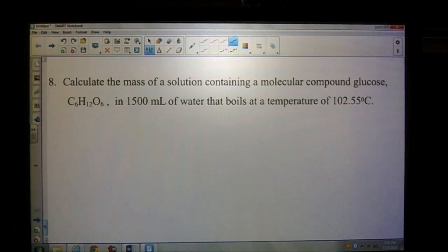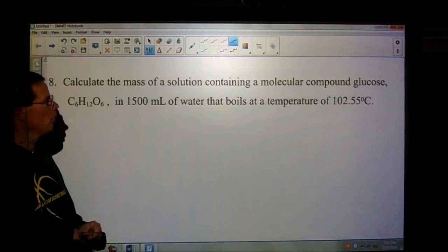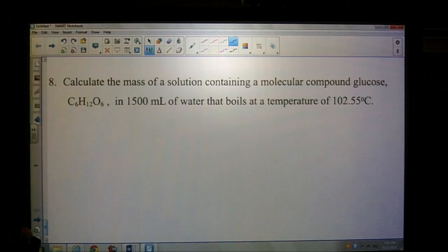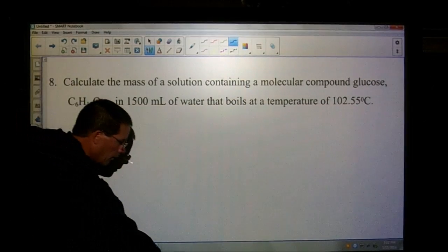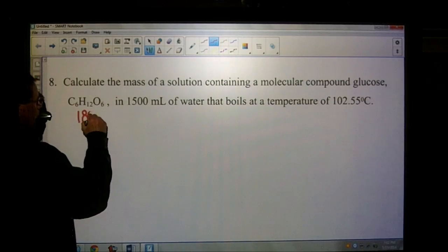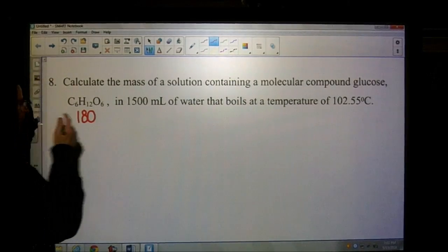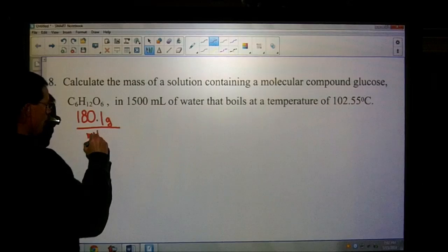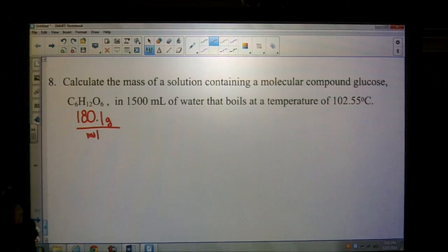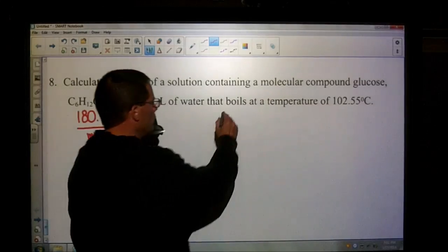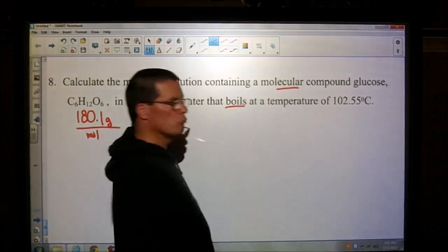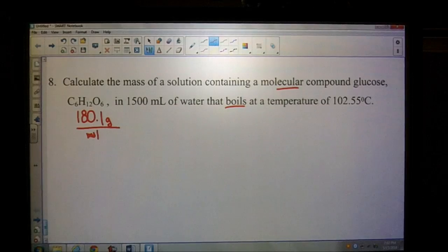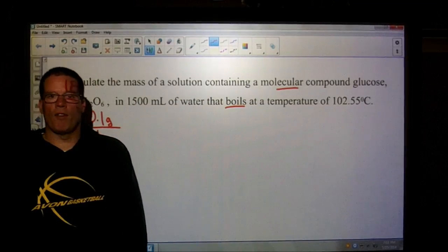Okay. Last one, number 8, says calculate the mass of a solution containing the molecular compound glucose, C6H12O6, which by chance has a molar mass of 180. I'm just going to tell you that. 180 grams. I know it's 180.1 something, but let's go with 180. So it has a molar mass of that. So I'm not going to waste a lot of time doing that. In 1,500 milliliters of water that boils, molecular, two really important things, boils at a temperature of 102.55 degrees Celsius.